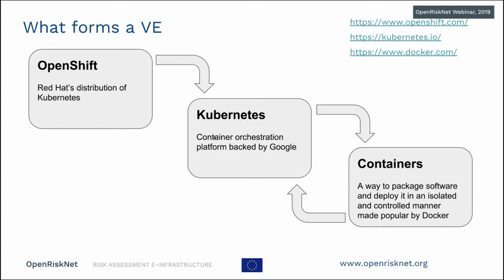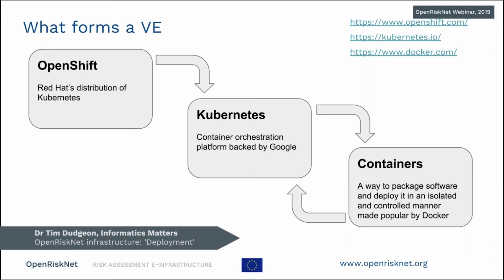So if a container crashes, it gets restarted. If a server crashes, the containers running on it get rescheduled to another host and things like that. You can think of it as a distributed operating system for containers. So that's what Kubernetes is.